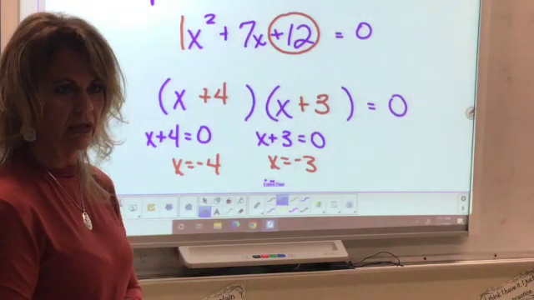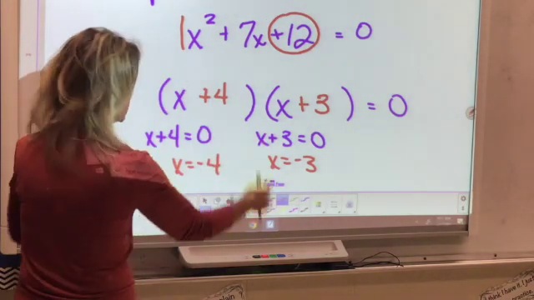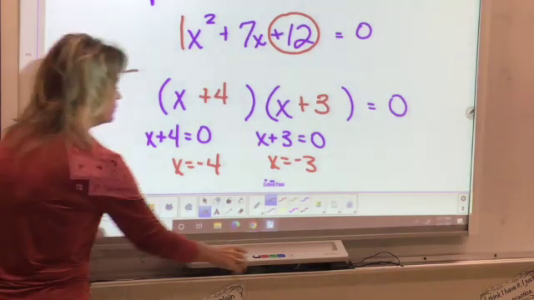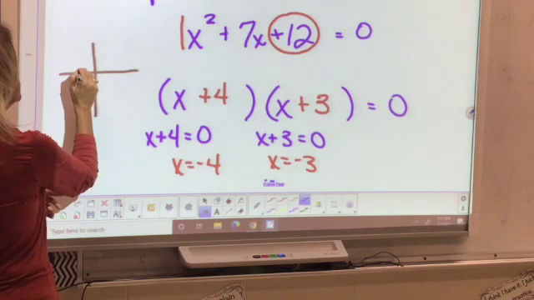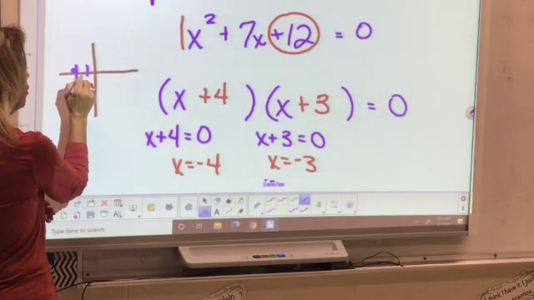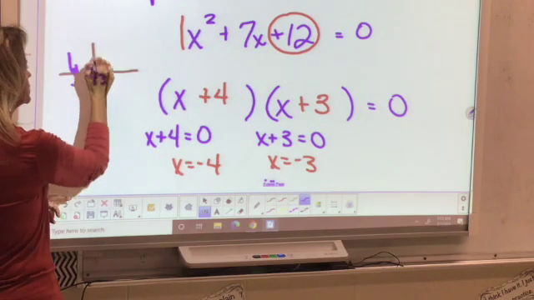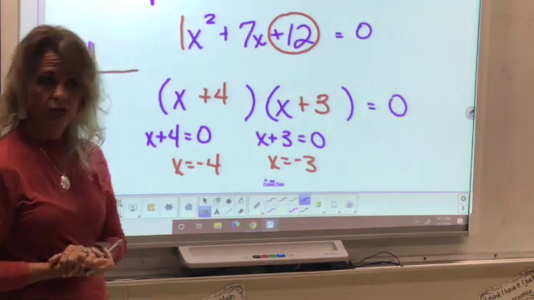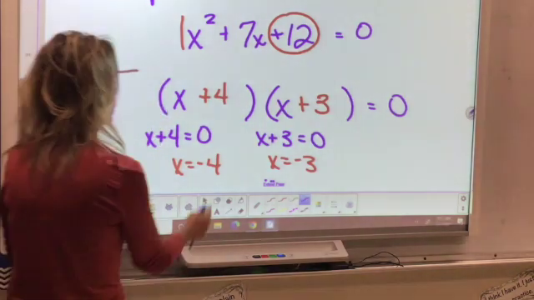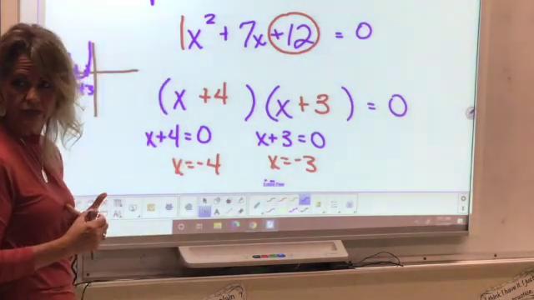Yes? Now, what we just found is where the graph is going to cross the x-axis. Do you understand me? So, this is a parabola, it's a quadratic. We've got a graph right here, yes? This graph is going to cross, this is a negative 4, this is a negative 3. It's going to cross right there. We know it opens up, so it's going to look like that, yes? So our zeros, our solutions are negative 4, negative 3, yes?